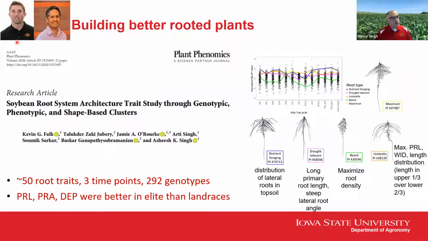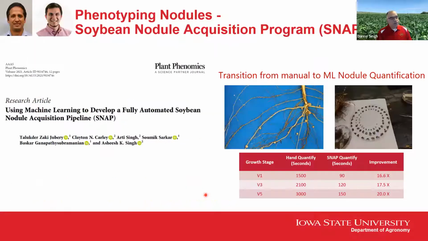In a published article in Plant Phenomics, Kevin and Zaki then studied hundreds of accessions in a time series to come up with informative root, i.e., I-root, categories. These are examples of those root types, and we are trying to link up the performance of genotypes with these I-root categories. We have used this information now to generate some crosses in order to create more diversity in our genetic pool to improve soybean lines.